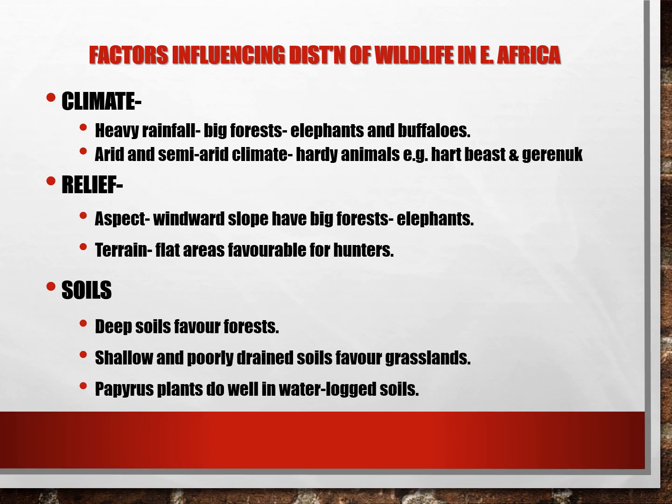Now, areas that have shallow soils that are also poorly drained will tend to favor grasslands, because grasses don't have deep roots, so they will do well in shallow soils. And in areas of grasslands, they will attract animals that eat grass, zebras, wildebeests. That's why you'll find them a lot in Masai Mara, because that area has thin soils. That area is a savanna grassland, and therefore you'll find these animals there.